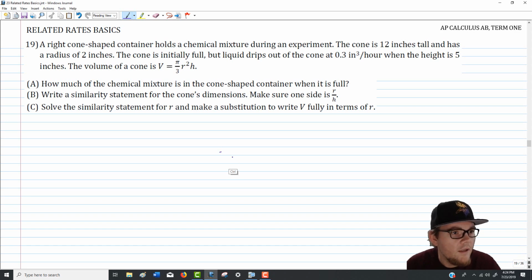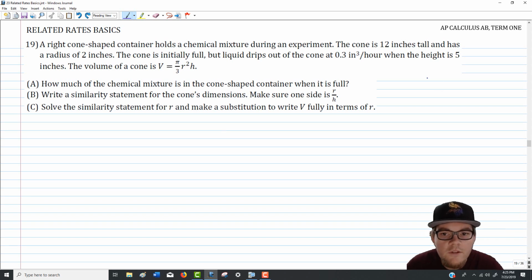So we've got a right cone-shaped container that holds a chemical mixture. Seems like a terrible choice. Maybe it's some sort of fancy New Age beaker or something. The cone is 12 inches tall and has a radius of 2 inches. The cone is initially full, but liquid drips out of the cone at 0.3 inches per hour when the height is 5 inches. The volume of the cone is pi over 3 r squared h.